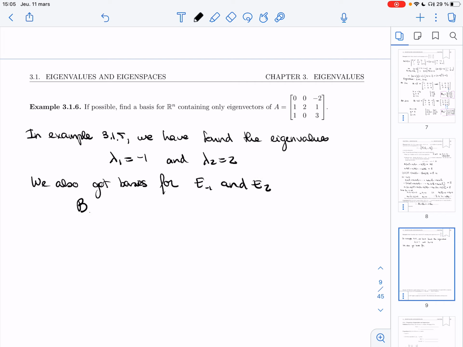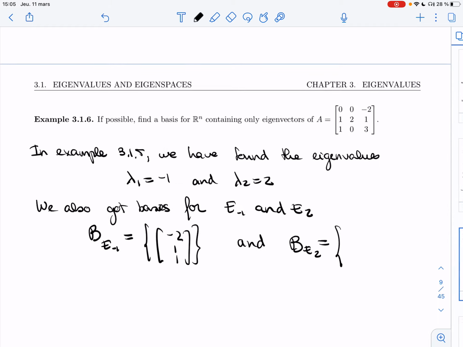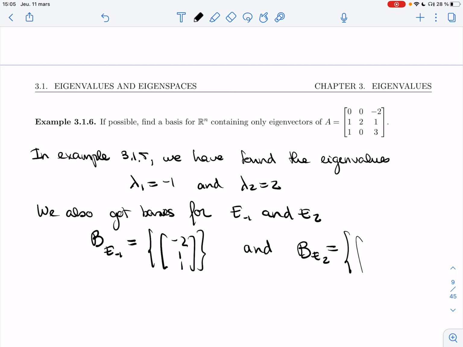The basis for E minus 1 was -2, 1, 1. And the basis for E2, that one had two vectors: 0, 1, 0 and -1, 0, 1.